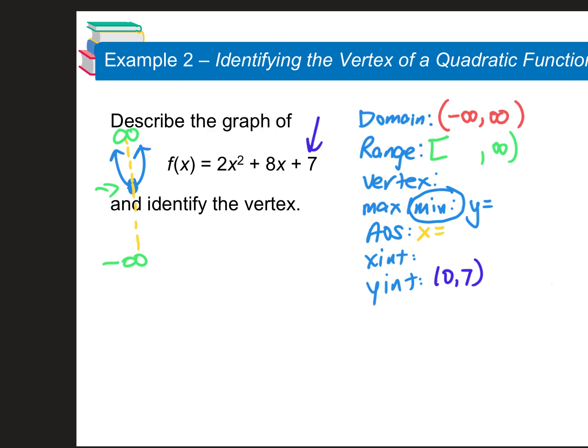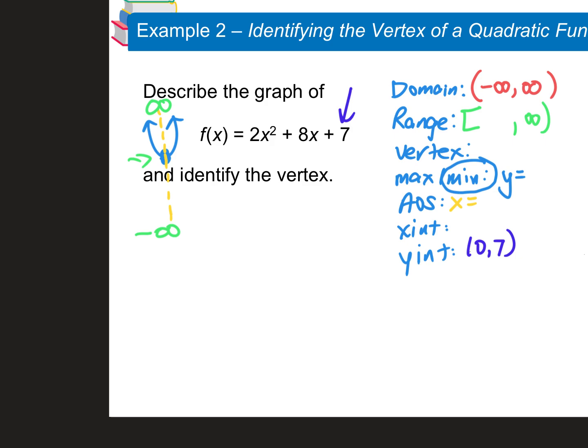So let's find the vertex. Does anybody have any idea? Anybody remember if you talked about this in Algebra 2 or Algebra 2 Honors? What the little tiny formula is to find the x part of the vertex? X equals negative b over 2a. Why are we talking about A's and B's? Where do we get that from? Okay, what's the A value here? 2. What's the B value? 8.